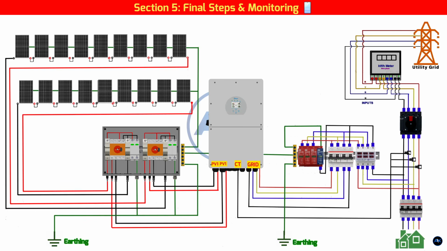Use your inverter's smartphone app to track your energy production in real time. It's a powerful tool that shows you exactly how much you are saving. And there you have it, a complete guide to installing your own on-grid solar system.